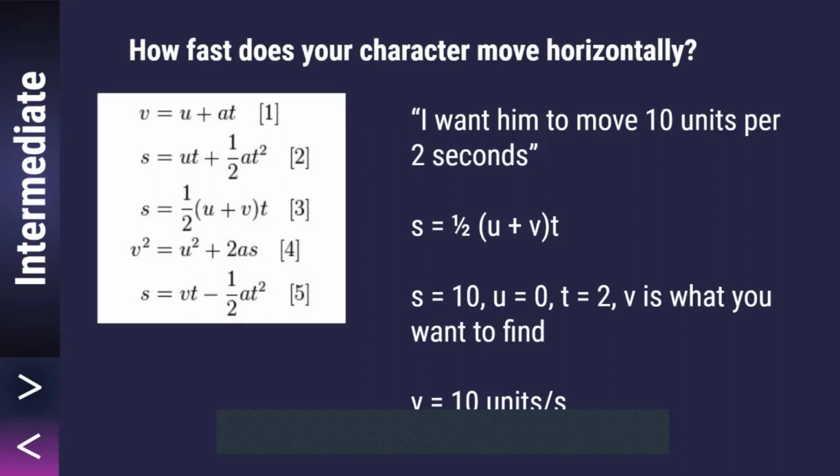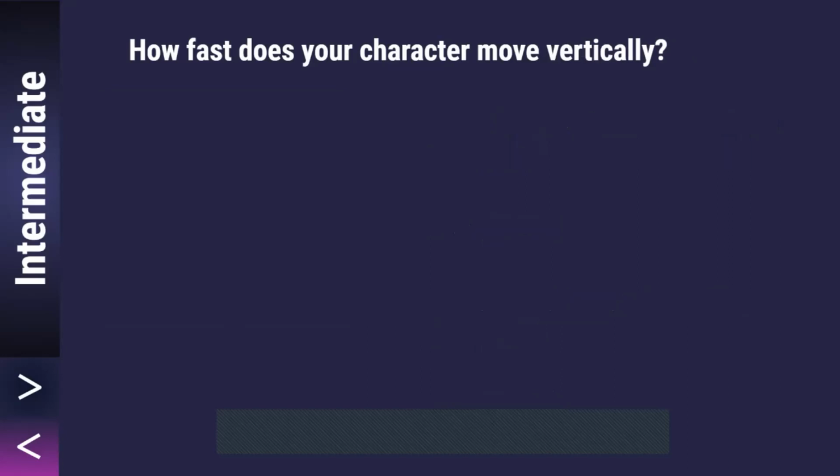U equals 0 because the initial velocity will be 0 units per second. And naturally, you move 10 units per 2 seconds, so S will be 10 and T will be 2. Substituting all this, you will find that V equals 10 units per second. So you realize that instead of coding in 10 units per second, you can actually write down how many units you want to move and the time you want to take to move that amount of units. But more on that later in the coding section.